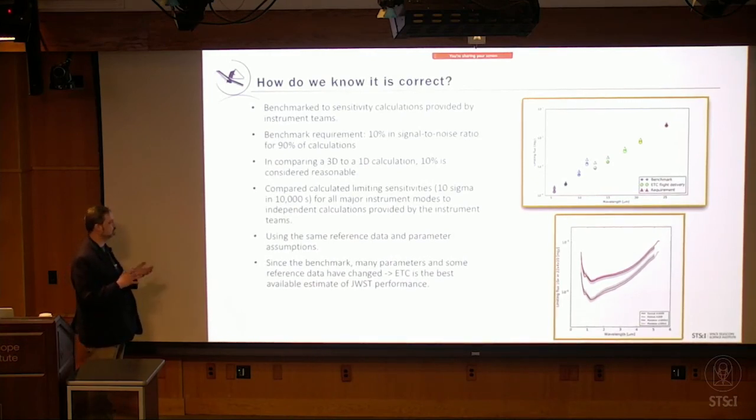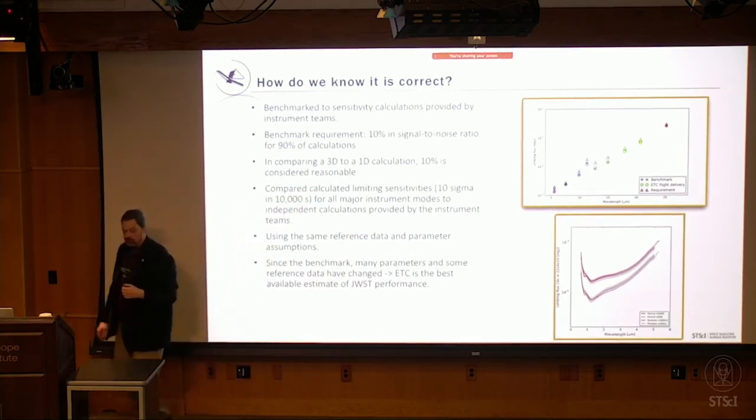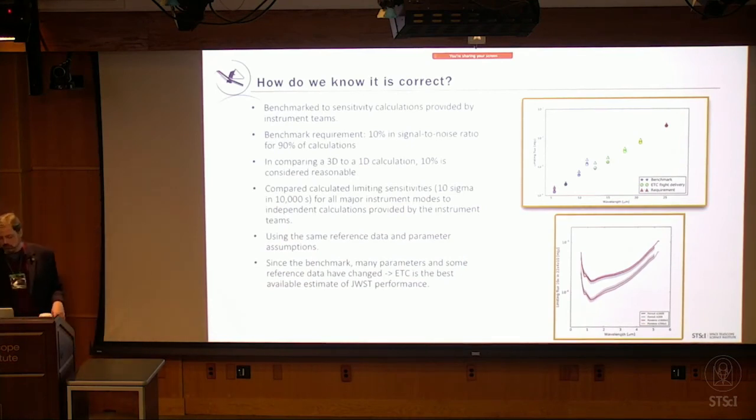In some cases, we were close to that. Often, this is comparing our 3D calculation to what was a one-dimensional calculation by the instrument team, so we wouldn't expect exactly the same result. But basically, all the modes were checked out this way, and for all the filters and so on. So we're pretty confident. Given the assumptions, of course, once you're in orbit, things can happen, the throughput wasn't what we thought it was or whatever. But given the assumptions, we think the calculations are mathematically good.